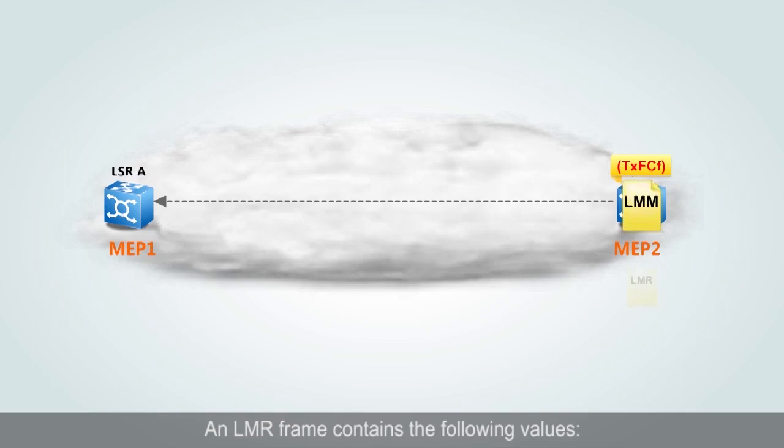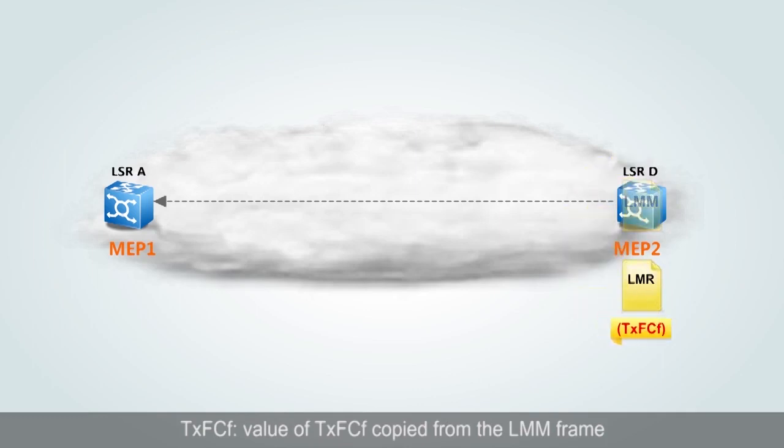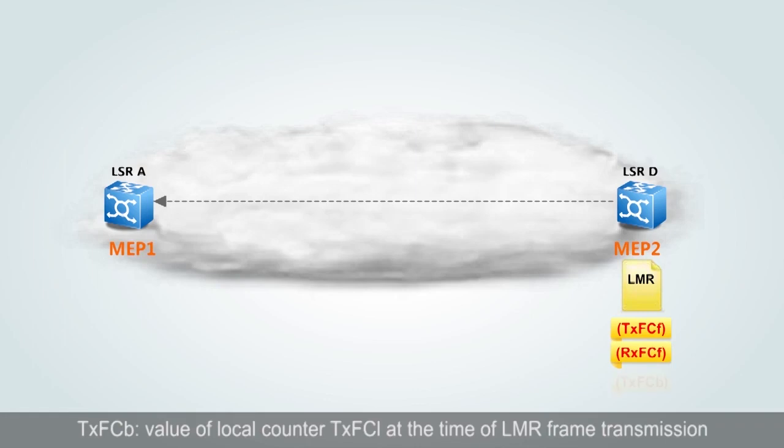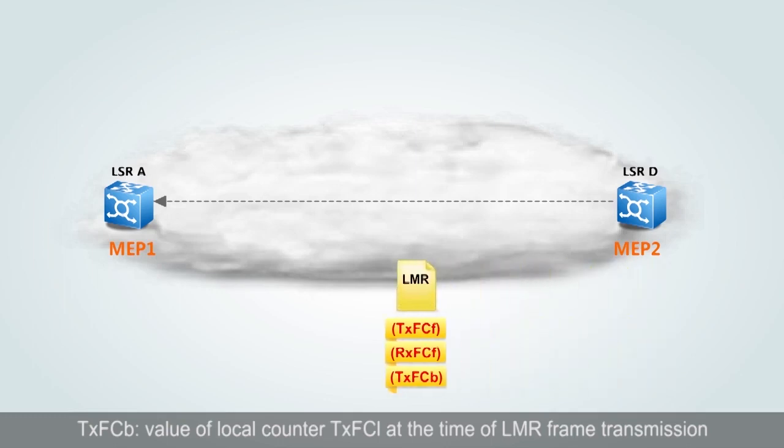An LMR frame contains the following values: TxFCf, value of TxFCf copied from the LM frame; RxFCf, value of local counter RxFCl at the time of LM frame reception; TxFCb, value of local counter TxFCl at the time of LMR frame transmission.